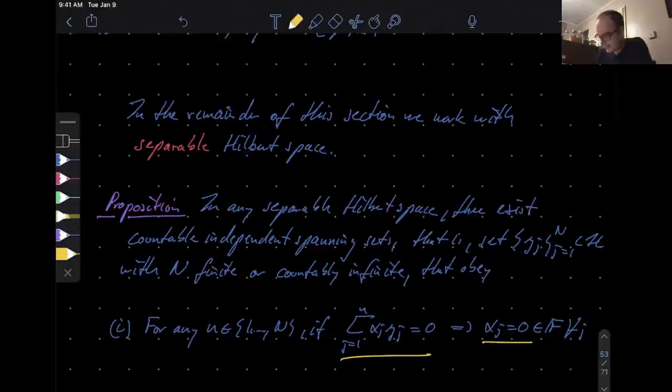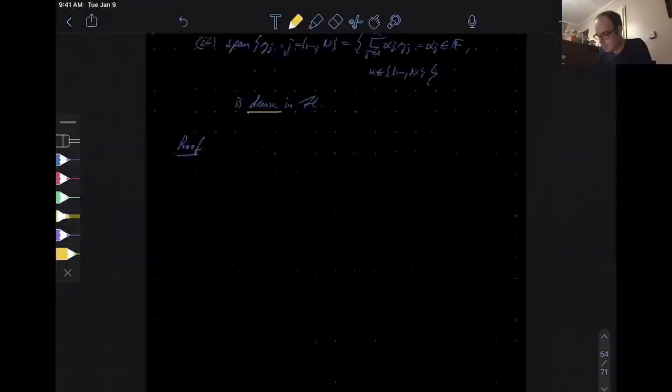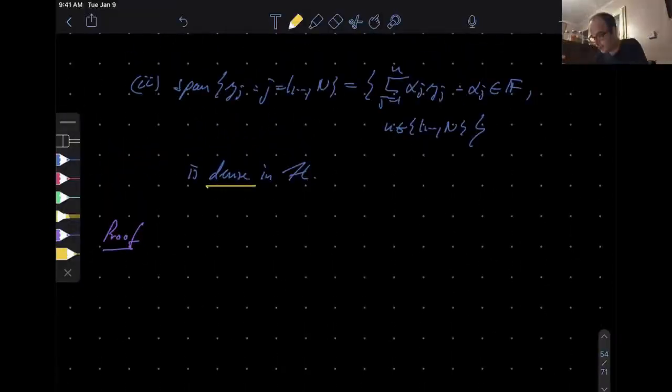Here though, the difference still to linear algebra is that this capital N could be infinity. But still, you're in a countable situation, so that's not so bad. And then the second property, the spanning property: the set of all linear combinations of the y_j's is dense in H. That is also a small difference to linear algebra. There you don't have to worry about density at all. Okay, so let's prove this little result. It's essentially very much like in linear algebra.